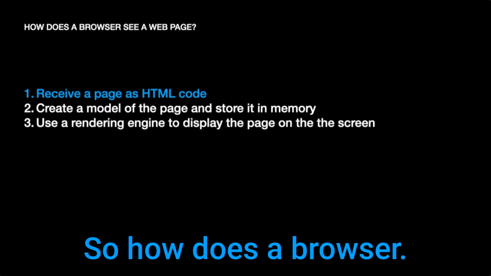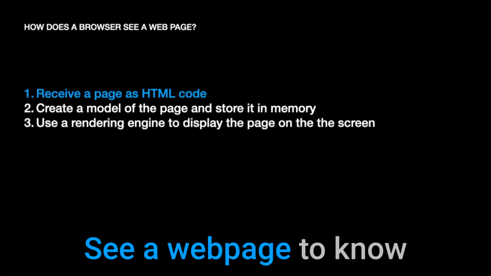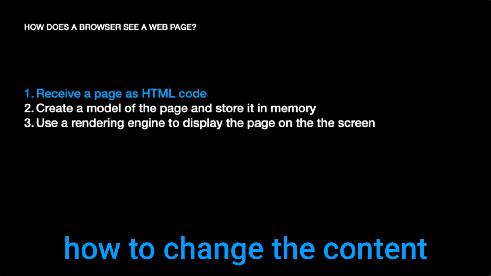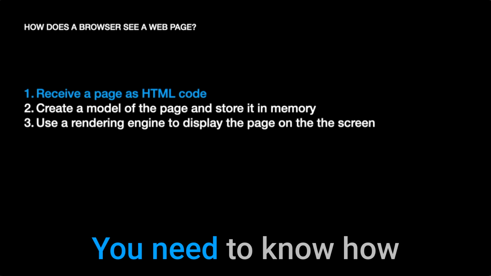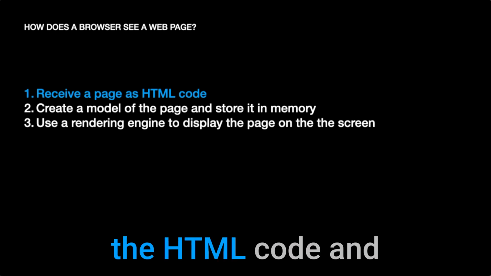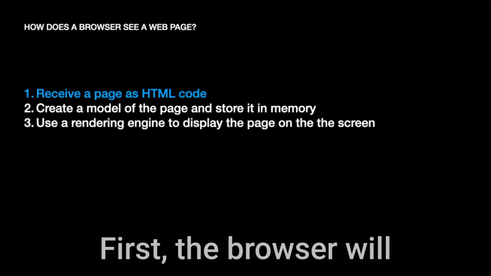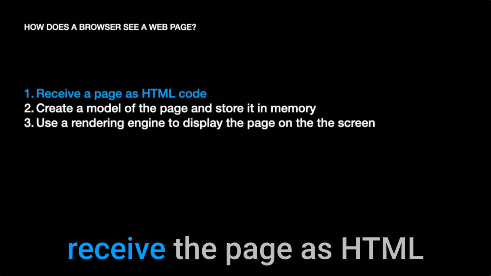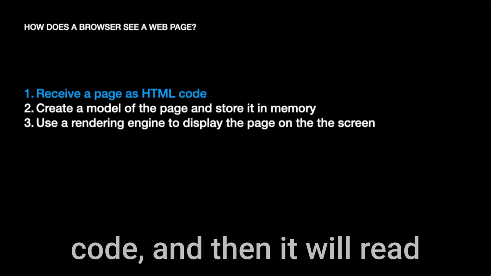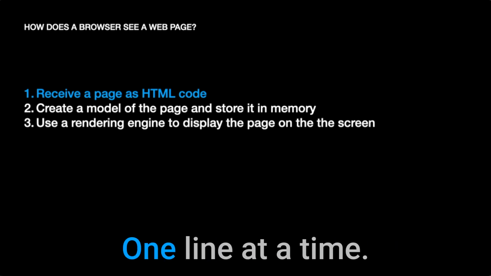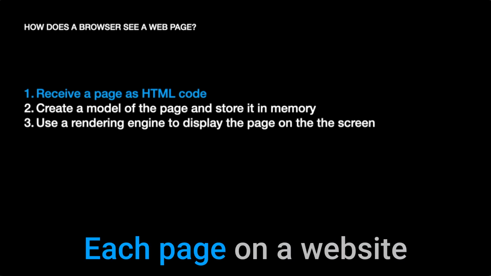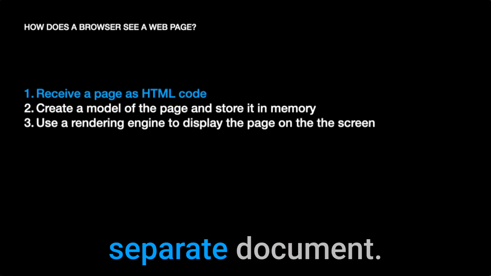So how does a browser see a web page? To know how to change the content of an HTML document, you need to know how a browser interprets the HTML code and then applies styling to it. First, the browser will receive the page as HTML code. Then it will read it from top to bottom, one line at a time. Each page on a website can be seen as a separate document.